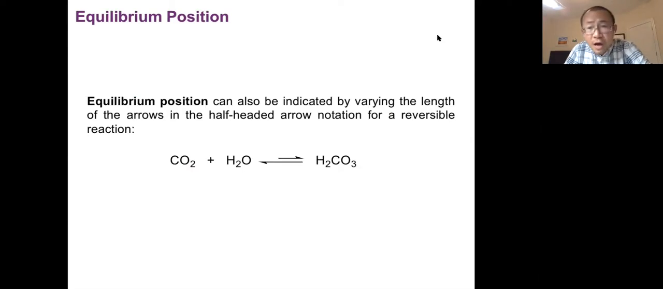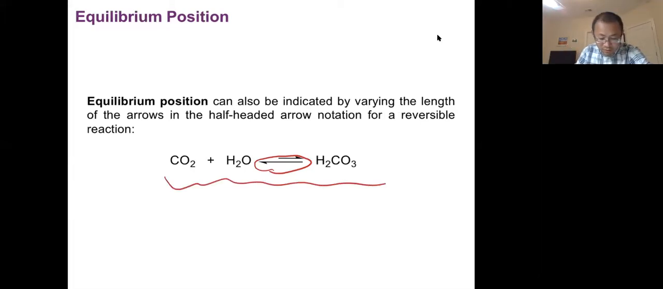Sometimes, if we know the position of an equilibrium, for example, if I know the reaction favors the left, I can put the arrow to the left longer and the arrow to the right shorter. I can tell people the reaction favors the left. And by the way, guys, this is the reaction when you breathe carbon dioxide into water. Carbon dioxide will react with water to produce H2CO3, called carbonic acid. But the reaction favors the left. That means you can't get too much of that.